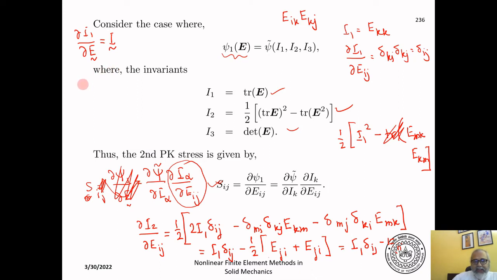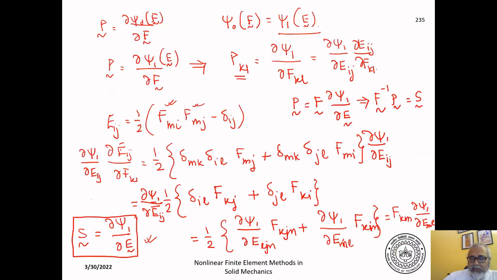So the derivative of the second invariant is I1 times I minus E. This is the derivative of the second invariant with respect to the symmetric tensor. The third invariant is determinant of E, and to derive that, let me find a fresh sheet. Let's clear everything here.